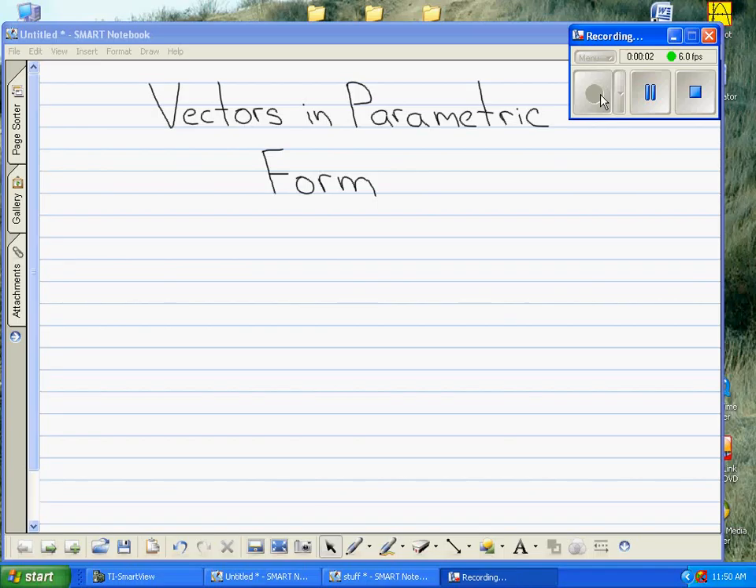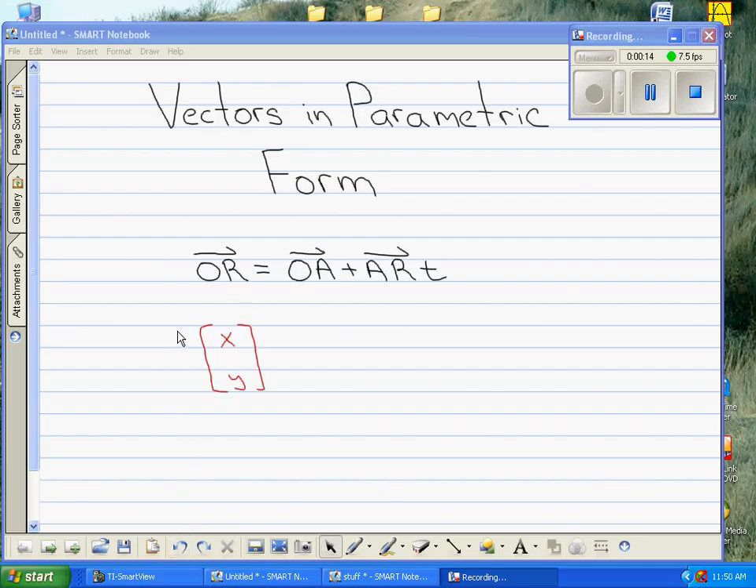Vectors in parametric form. Now what we're going to do in this section is find a parametric form of the last vector we found. The vector OR in component form was vector XY is equal to vector OA in component form, X1, Y1, plus vector AR times T, in component form X2, Y2 times T.